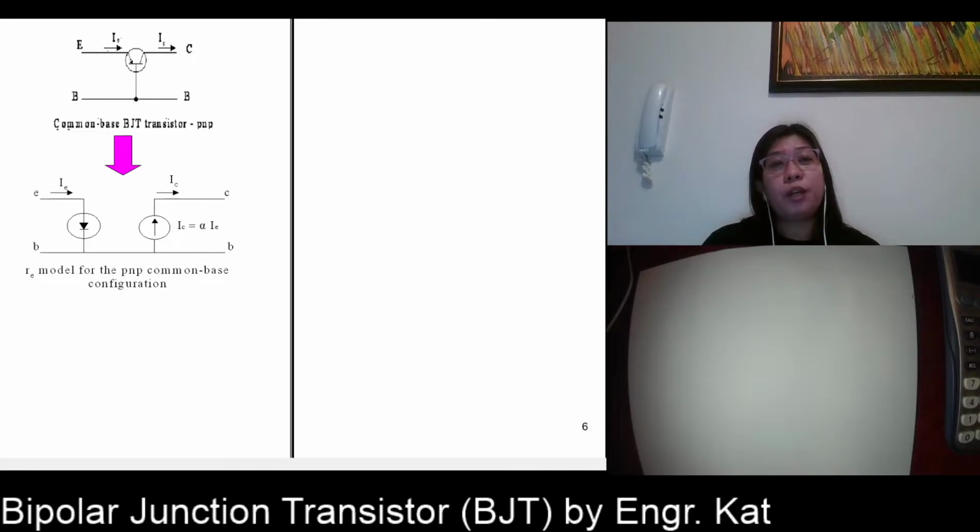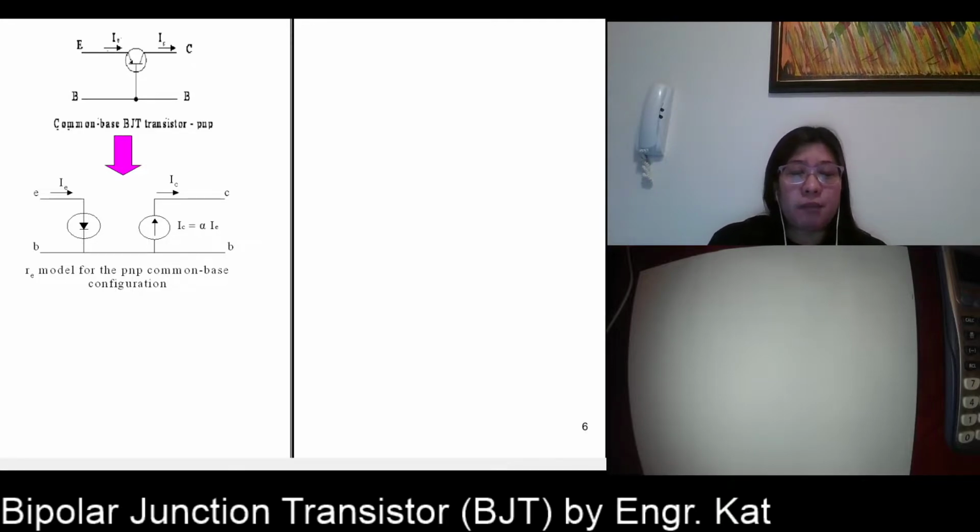So since the output for a common base is the collector, therefore, we have here your collector current. However, since this is a current controlled device, your collector current is being controlled by an input current, which is your emitter current, multiplied by our alpha here. As mentioned before, alpha is seen when we are implementing a common base configuration. So why is this called a current controlled current source? Because your IC is dependent on your emitter current.